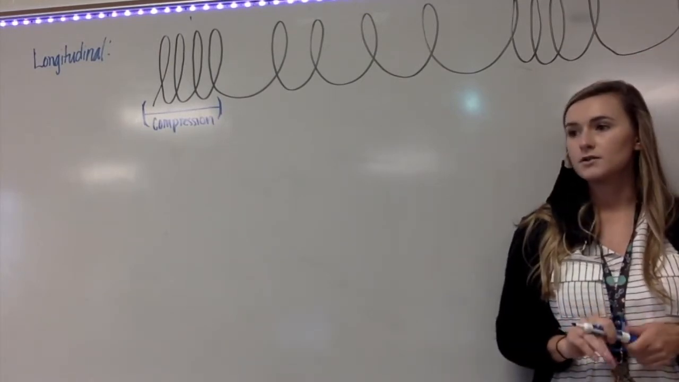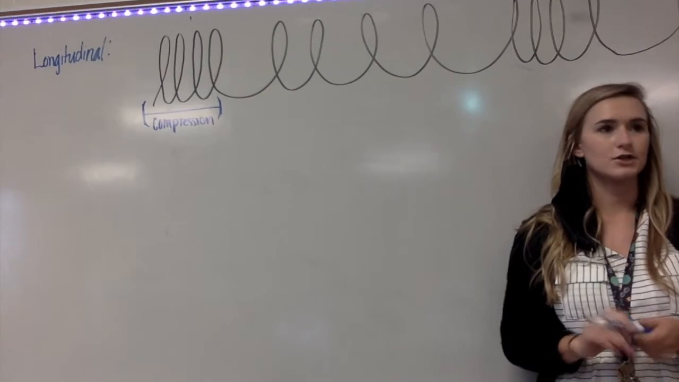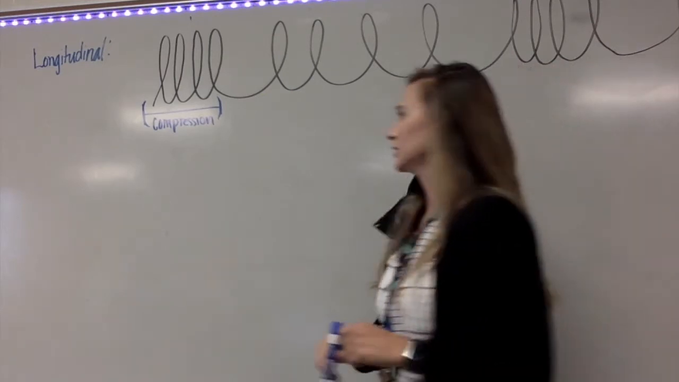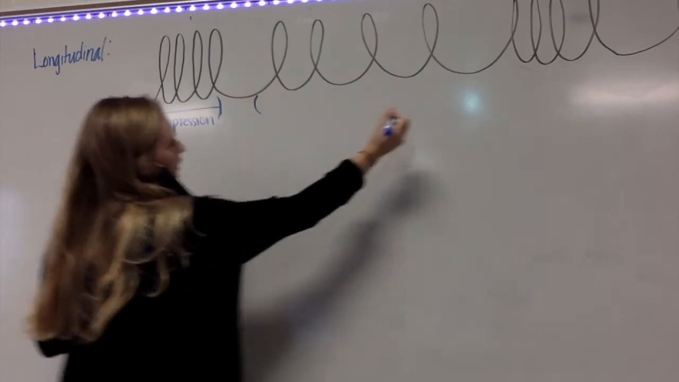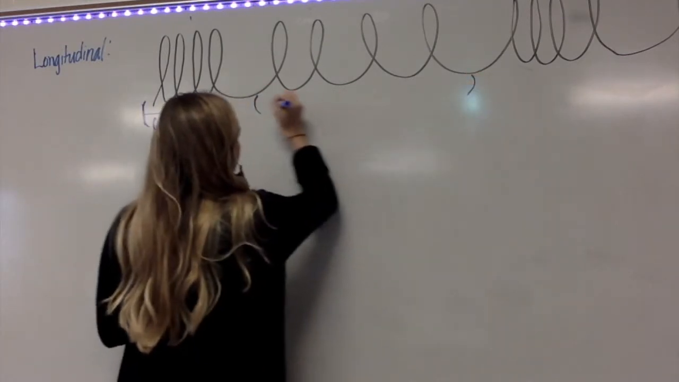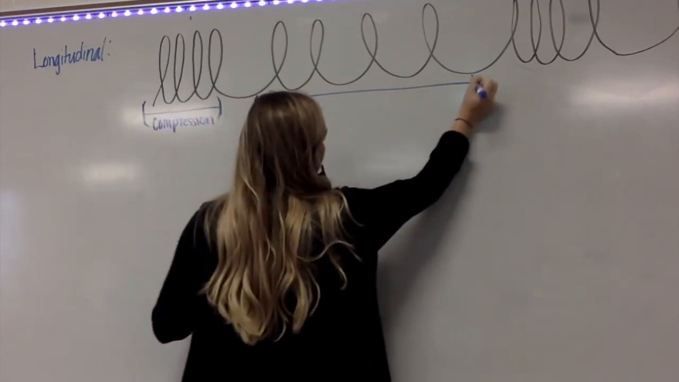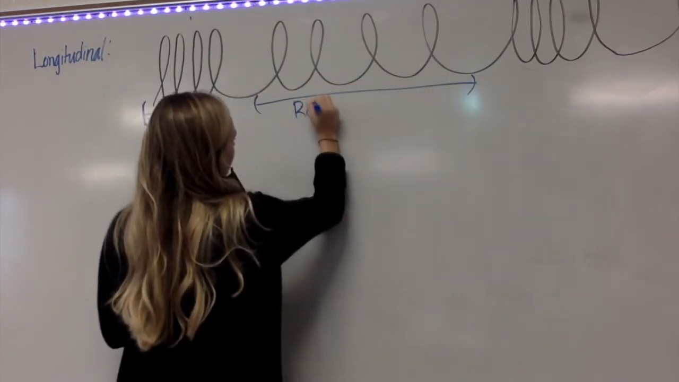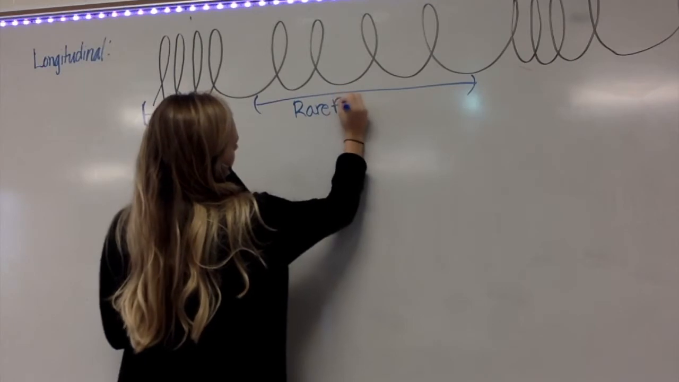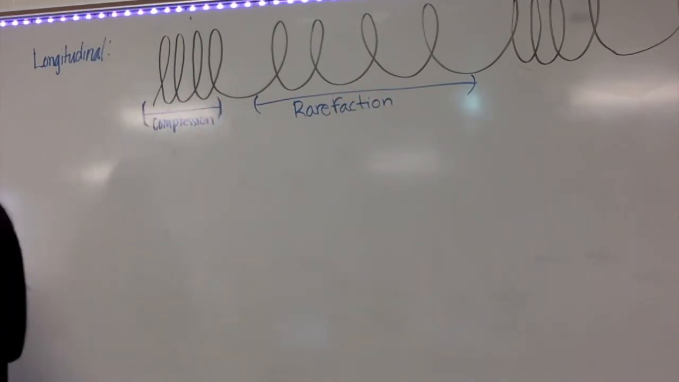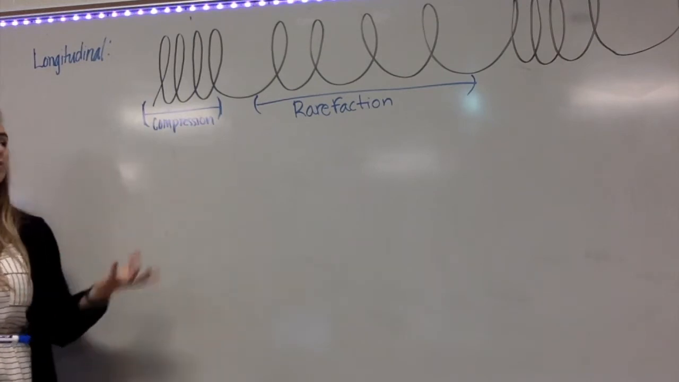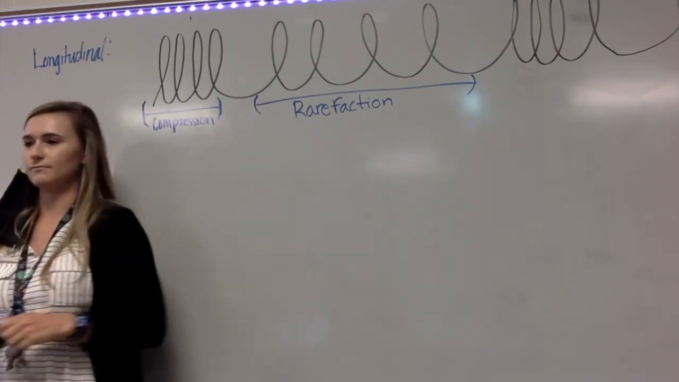There's another part of the wave called a rarefaction. A rarefaction is the part that's spread out between. R-A-R-E-F-A-C-T-I-O-N, a rarefaction. So similar to how the transverse wave has a crest and a trough, a longitudinal wave has a compression and a rarefaction.